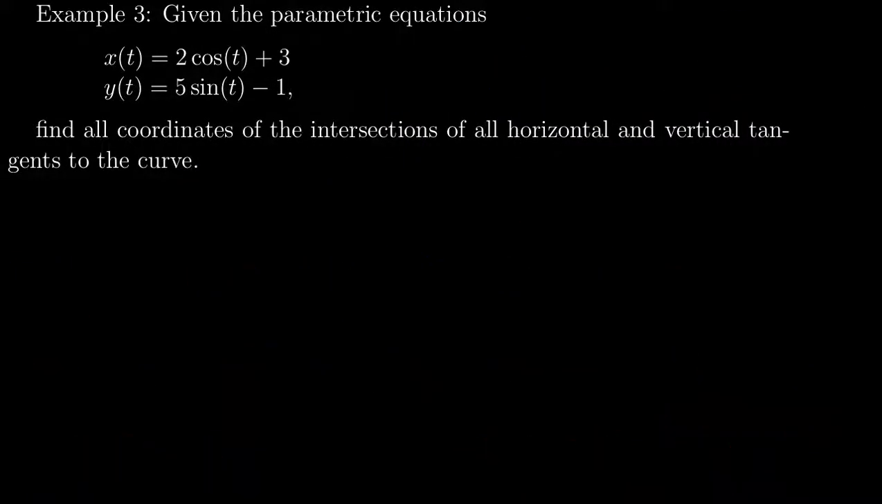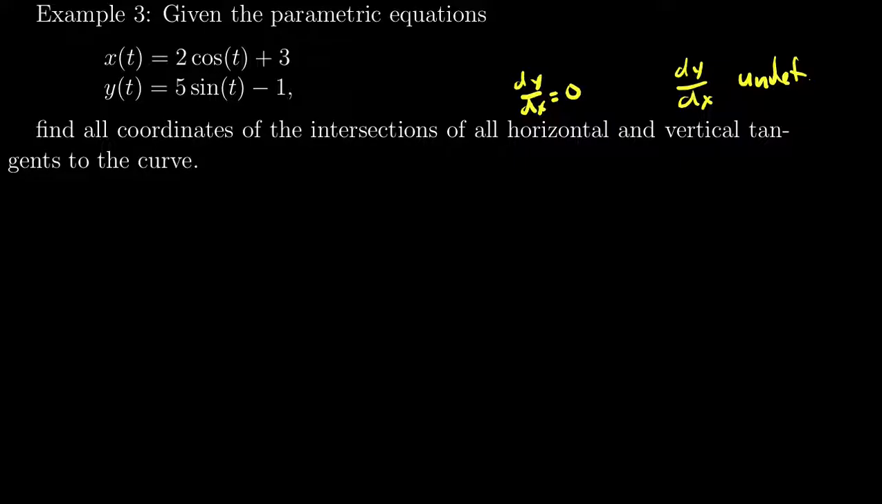Okay, one final example. Given this parametric equation, find all coordinates of the intersections of all horizontal and vertical tangents to the curve. And so basically, horizontal tangents means that dy/dx equals 0. Vertical tangents means dy/dx is undefined.